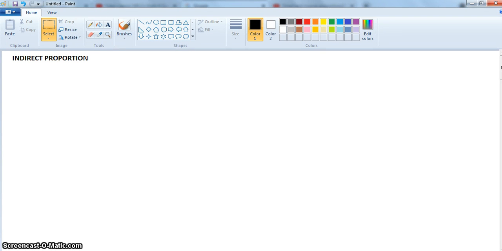Hello everyone. In the last topic, before we wrote our tests, we looked at the topic direct proportion. This week we are starting a new topic. It is called indirect proportion.